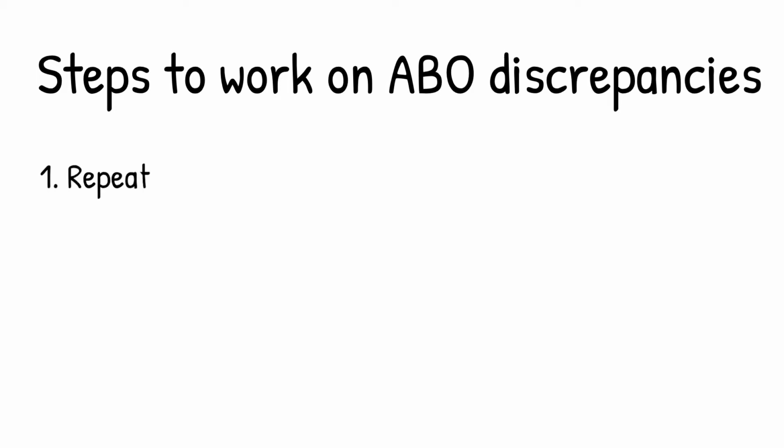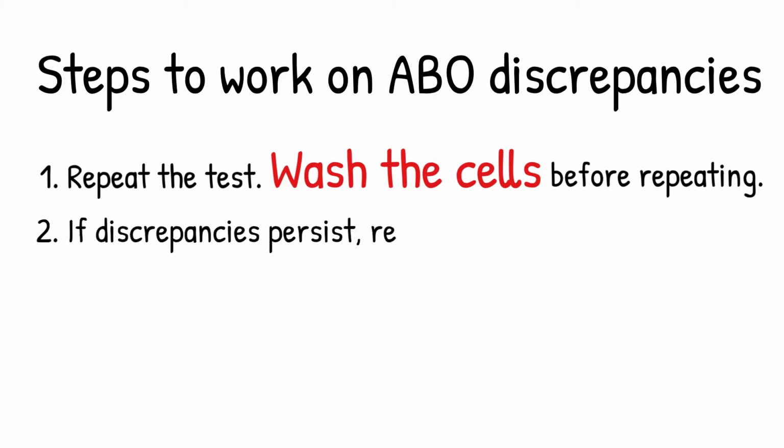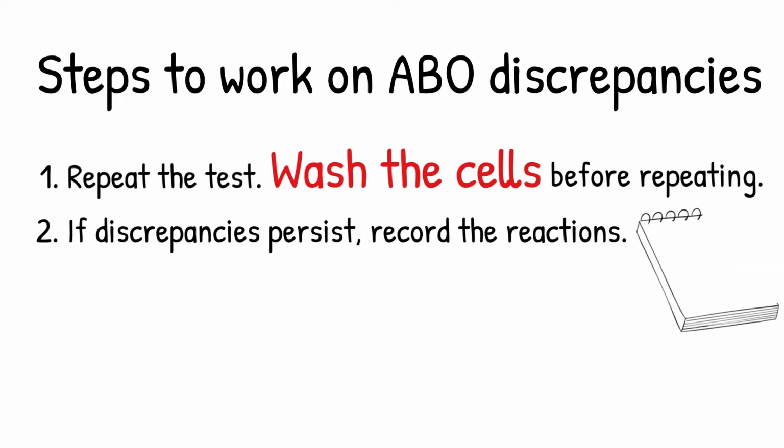Here are some steps to work on an ABO discrepancy problem. First, repeat the forward and reverse type. Do not forget to wash the cells before repeating the forward typing. If the discrepancy goes away, you can report the results. Second, if the discrepancy persists, record the reactions, whatever you got, and continue to the next step.